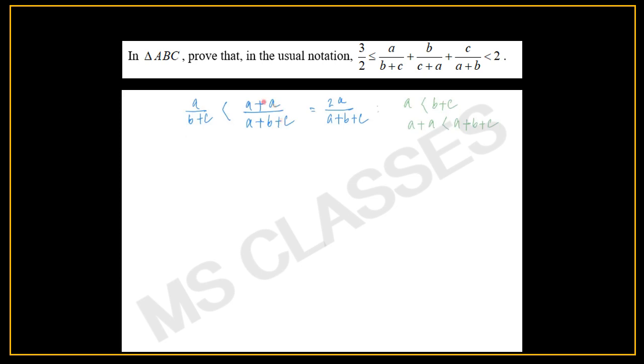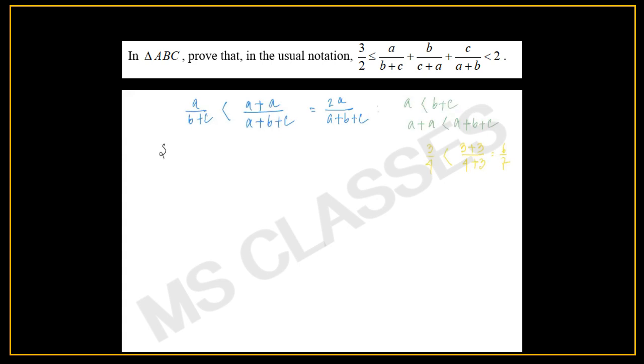Now, how can we say that A by B plus C is less than 2A by A plus B plus C? Very simple logic. Suppose we have 3 by 4. Now we know 3 is less than 4. Now definitely when we add 3 to the numerator and denominator, 3 plus 3 by 4 plus 3, this becomes 6 by 7. So naturally, this ratio becomes greater than this ratio. So here also we have applied the same concept: A by B plus C is less than A plus A by A plus B plus C.